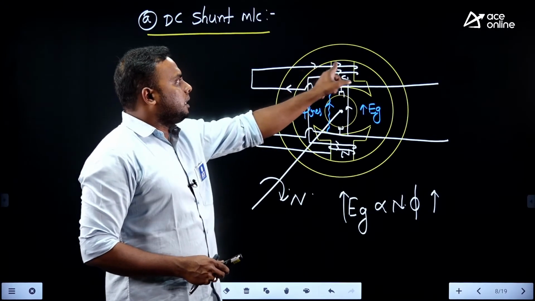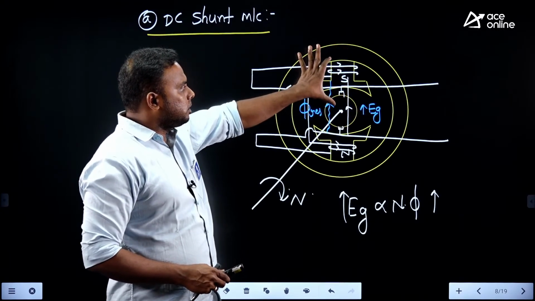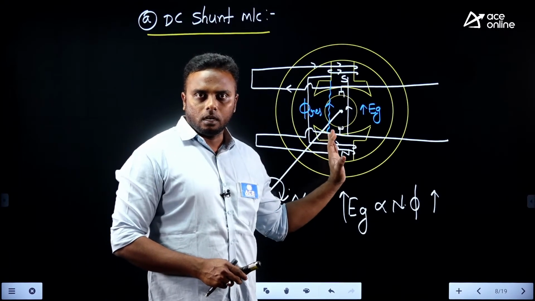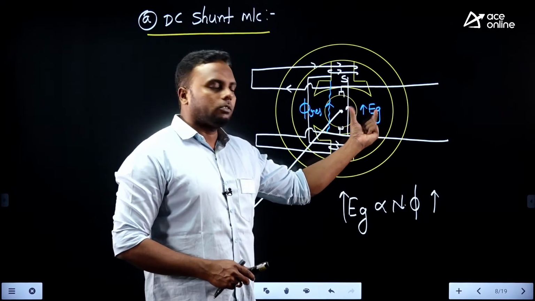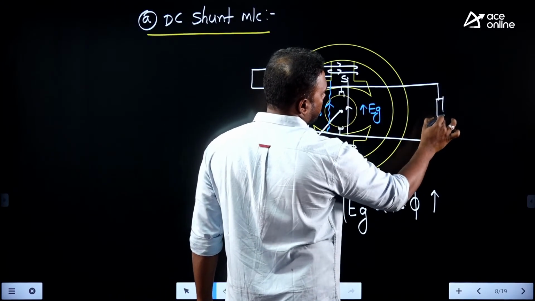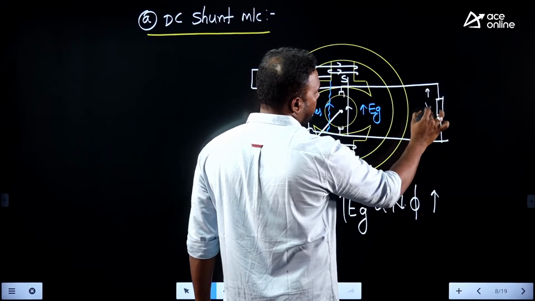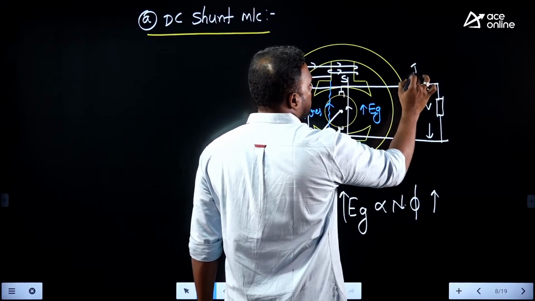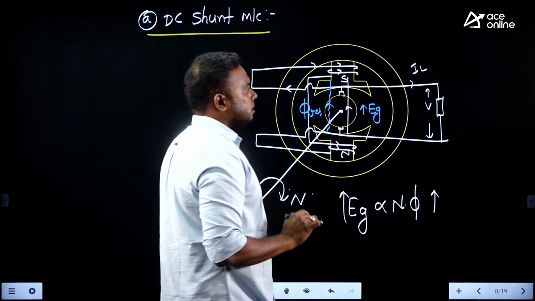Now this field current increases up to saturation of the poles, and finally the flux becomes constant. After saturation, the EMF is also constant. And whenever we connect a load here, some terminal voltage will appear, and this is the load current and armature current here.